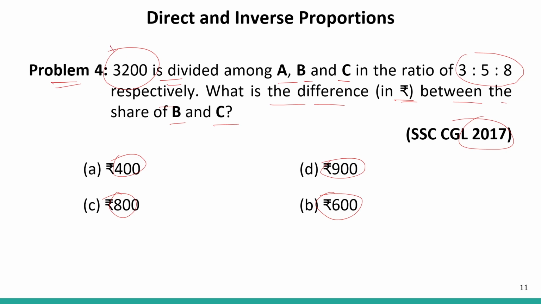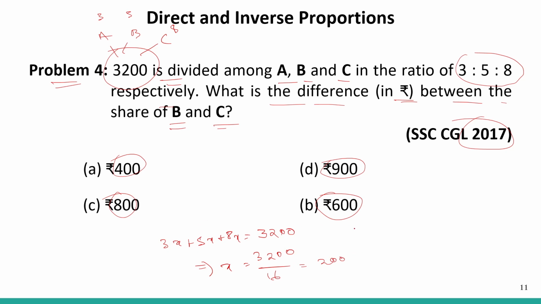Okay, so this is divided among A, B and C, right? So the ratio is 3 is to 5 is to 8. So what is the difference in rupees between the share of B and C? So let their common factor be x. So it will be 3x plus 5x plus 8x is equal to what? 3200, right? So this implies that x is equal to 3200 by 8 plus 5 is equal to 13 plus 3 is equal to 16. So this will be 200, right?